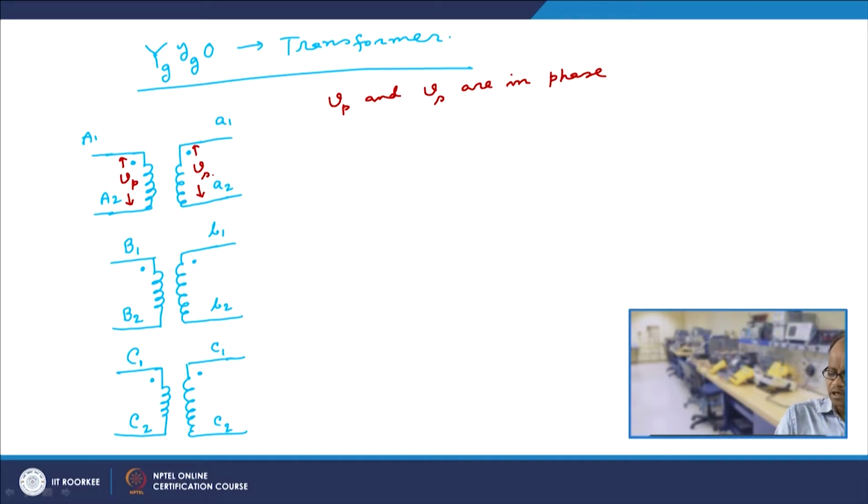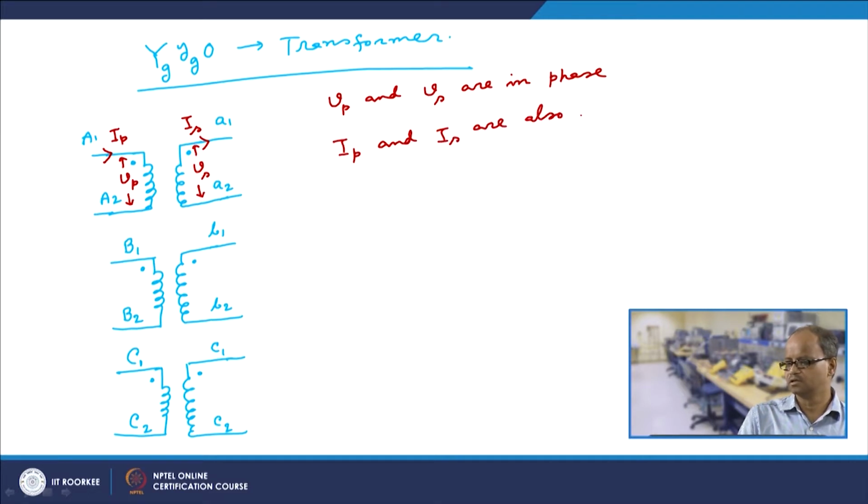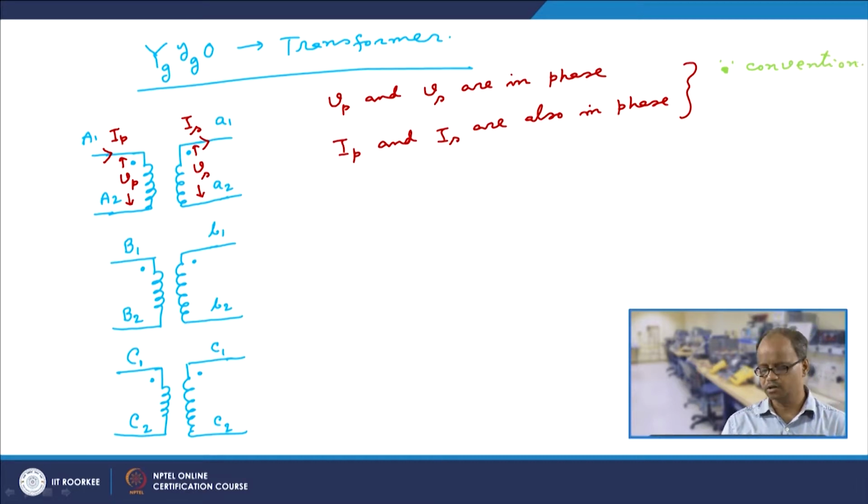So, this voltage in this direction and this voltage in this direction are in phase. Similarly, if the current entering here is, let us say, Ip, and the current going out of this is Is, then this Ip and Is are also in phase. So, this is the dot convention.